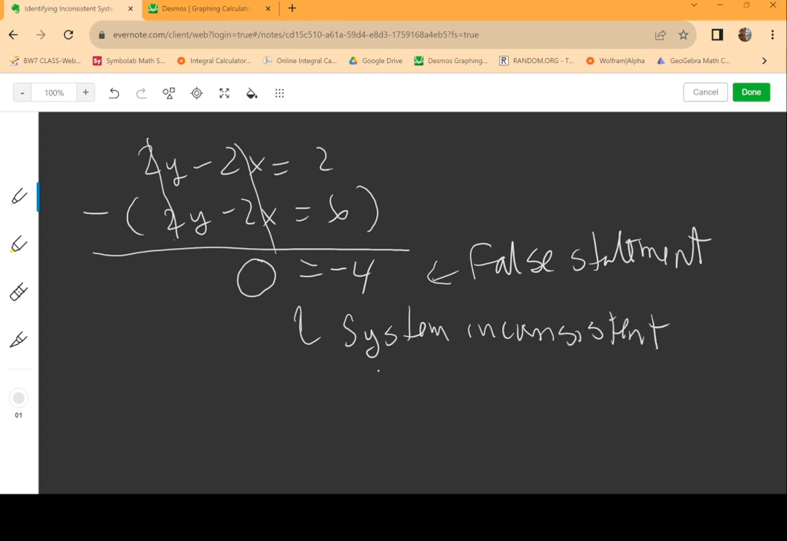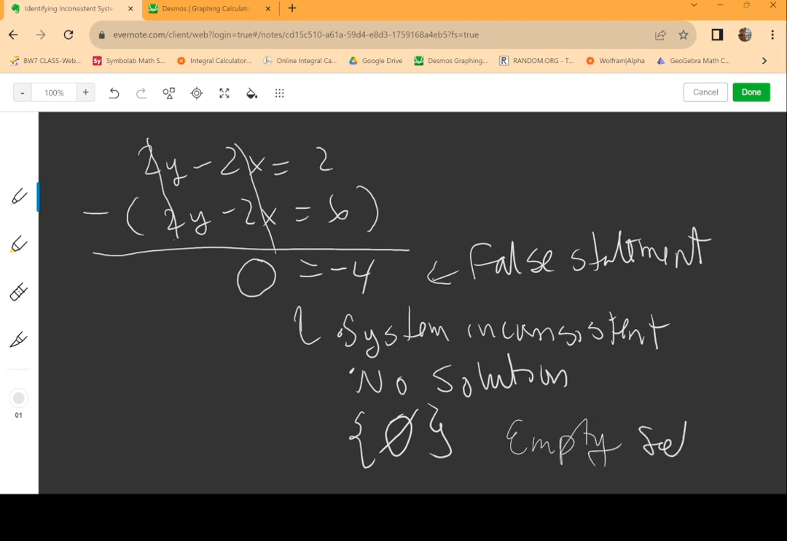Or in other words, there is no solution to the system. The lines will never intersect. All right, so those two statements are equivalent. Now, in terms of how to represent that, I can use the empty set to signify that I have no solution.